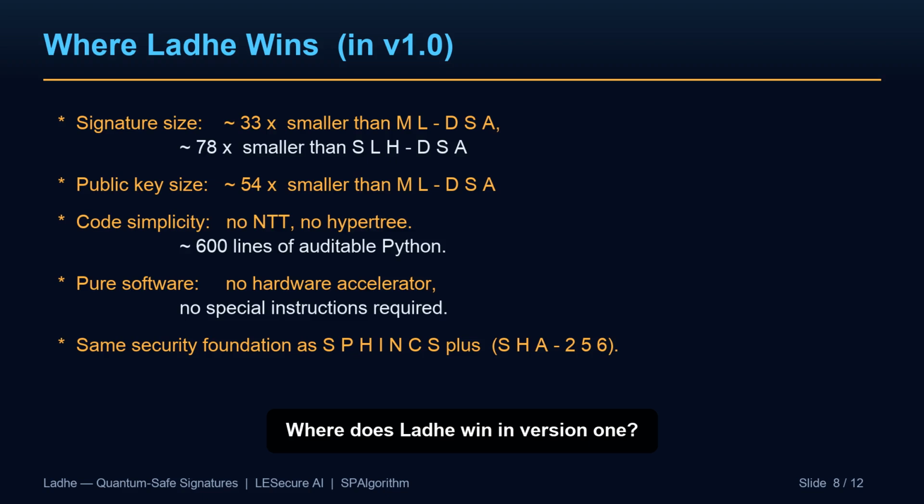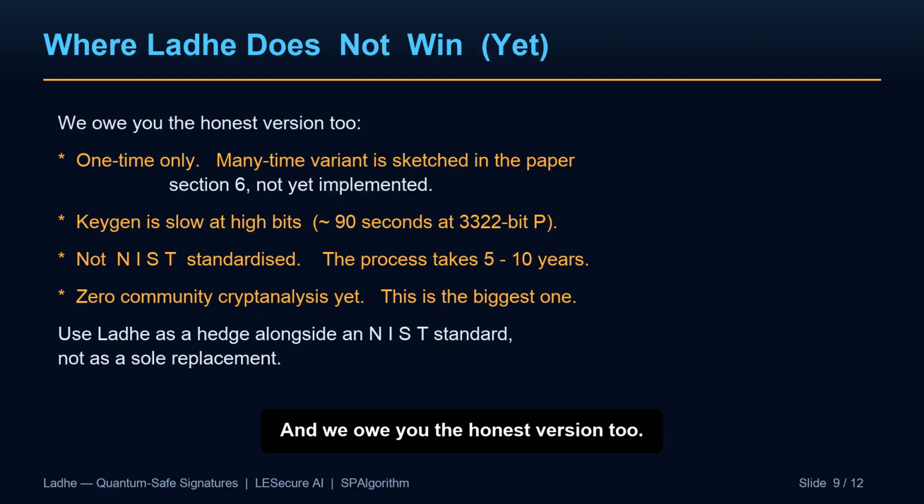Where does Ladhe win in version 1? Signature size, about 33 times smaller than ML-DSA, and 78 times smaller than SLH-DSA. Public key size, about 54 times smaller than ML-DSA. Code simplicity: no number theoretic transform, no hypertree, about 600 lines of auditable Python, pure software, no hardware accelerator required, and the same security foundation as SPHINCS+. And we owe you the honest version 2.